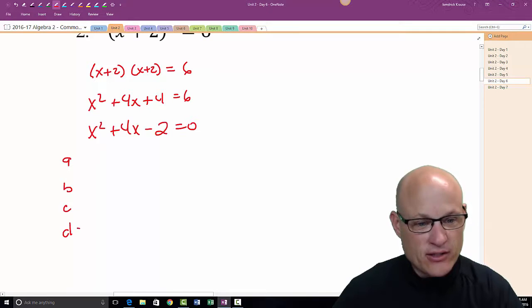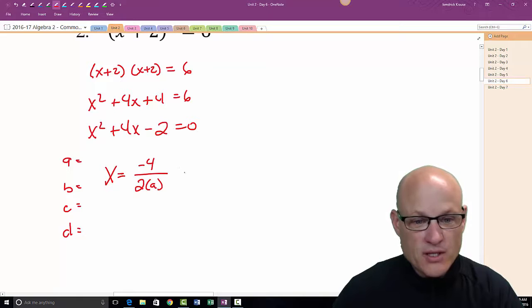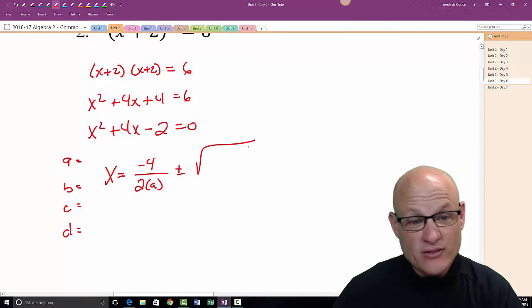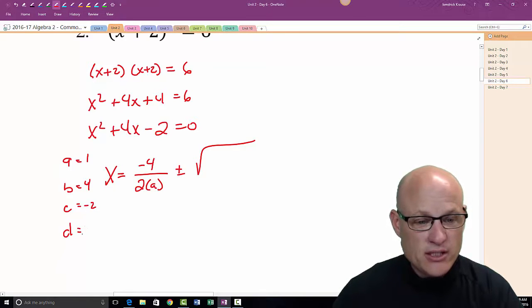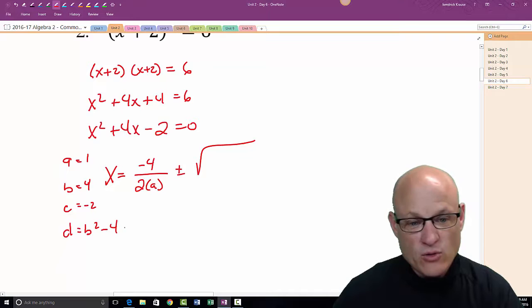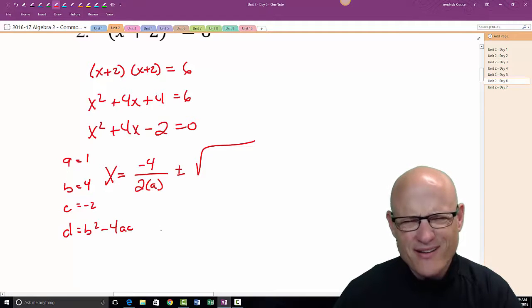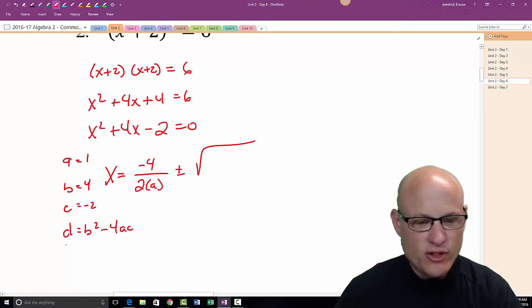A, B, C, D. I know you might have learned this in ninth grade. I don't even remember. You may not even know what the quadratic formula is. But this is the quadratic formula. It's negative B over 2A, plus or minus. Now I'm really good at this stuff, right? Oh, A is 1, B is 4, C is negative 2, and then D is really B squared minus 4AC. You're probably all going, what is he talking about? But that's okay. Sometime during this year, we will talk a lot about the quadratic formula and do some work with it.